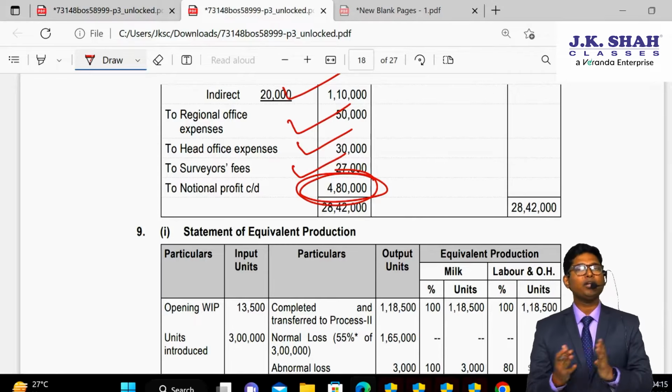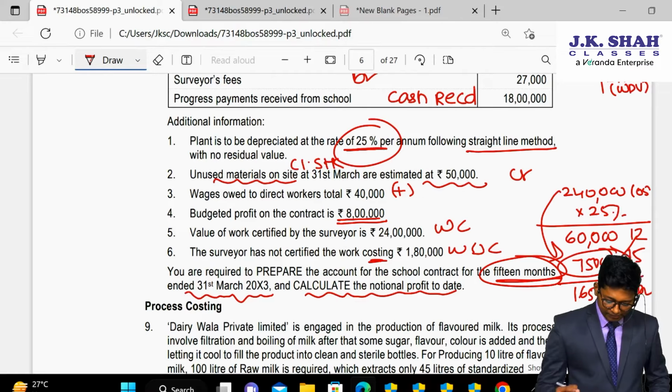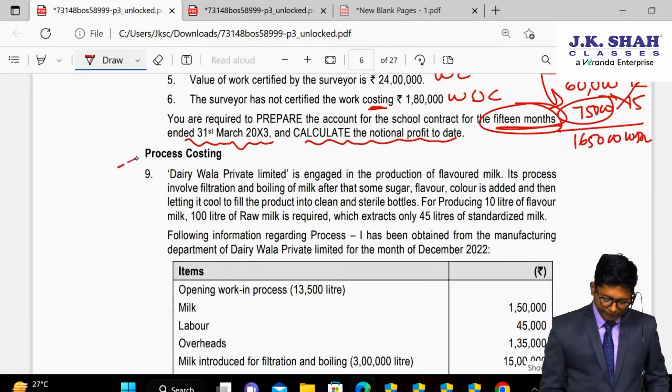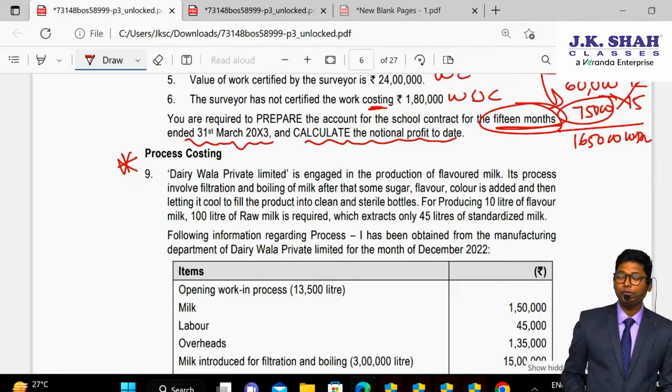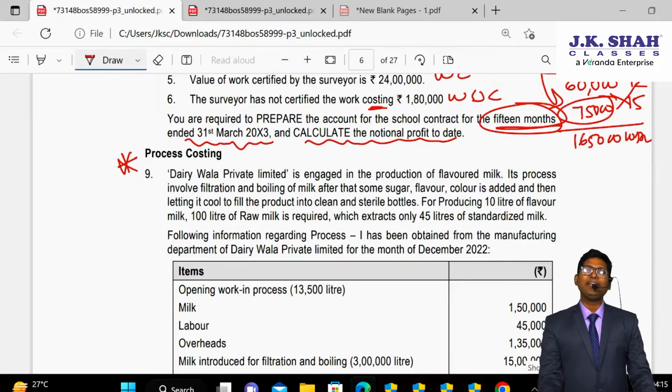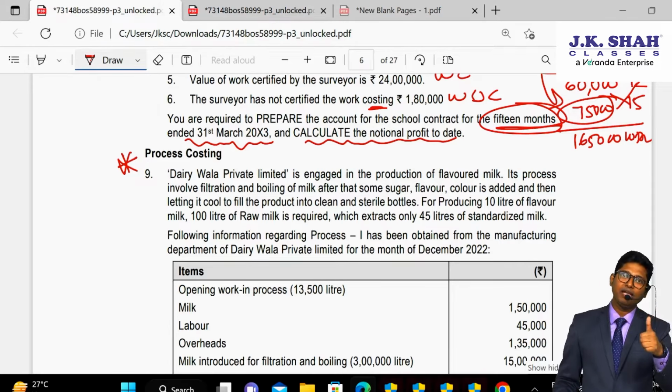Let's see what other questions are saying. The next question is based on process costing, and this is a very important chapter from the exam's point of view. In process costing, there are three types of questions. Question number one is a simple question where the institute will ask you to prepare the process account, normal loss account, abnormal loss and abnormal gain account, and finally the P&L account.